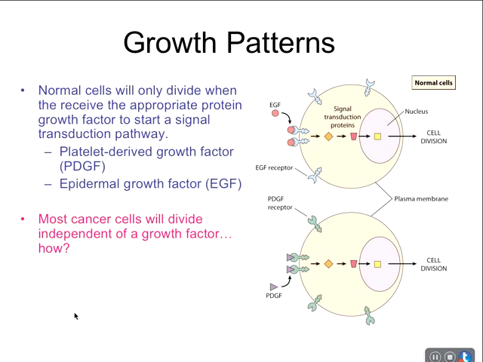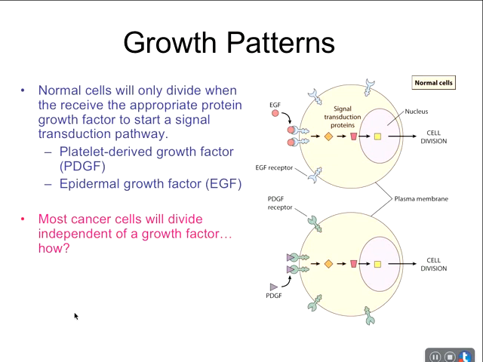Normal cells will only divide when they receive the appropriate protein growth factor. So a normal cell cannot go through cell division unless it gets a protein we call a growth factor. Absolutely required for that cell to go through division. We're going to see the process of how that's controlled in just a moment. But normal cells can't go through cell division without that growth factor.